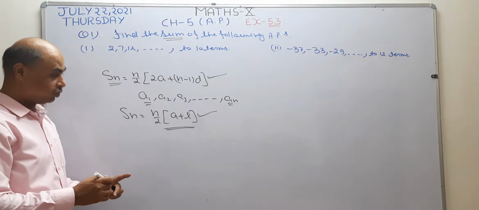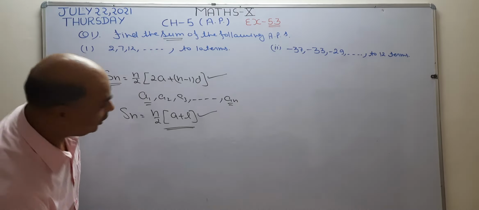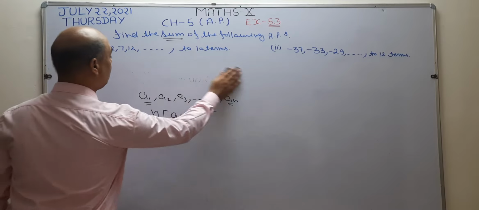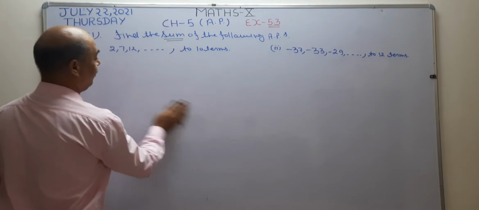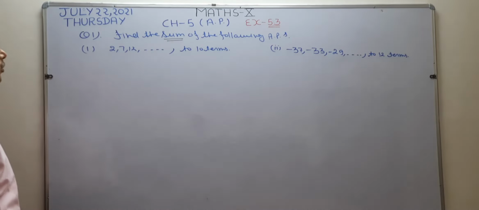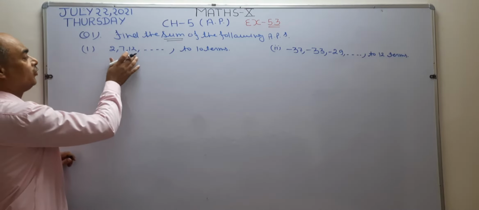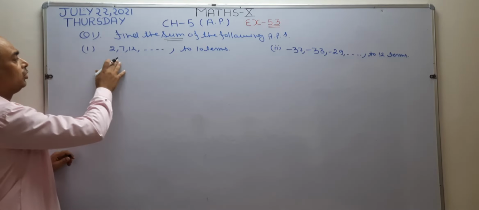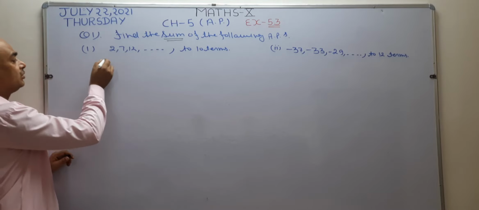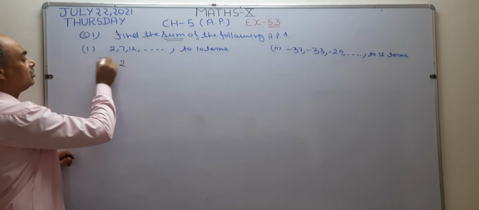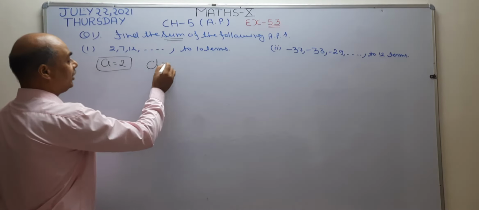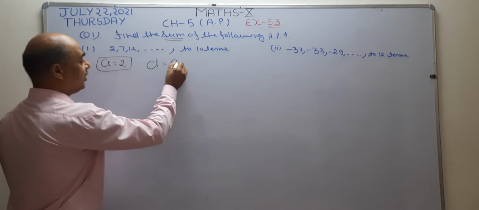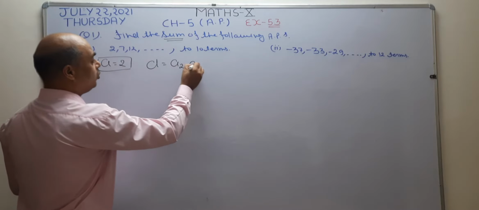Now I want to start this question. See, in the first AP, what is given? AP is 2, 7 and 12. Whenever AP is given, the first step is we have to find the value of a and d. As you know, the first term is known as a. A means first term of an AP. After that, I want to find the value of d. D means common difference. The formula for the common difference is a2 minus a1.